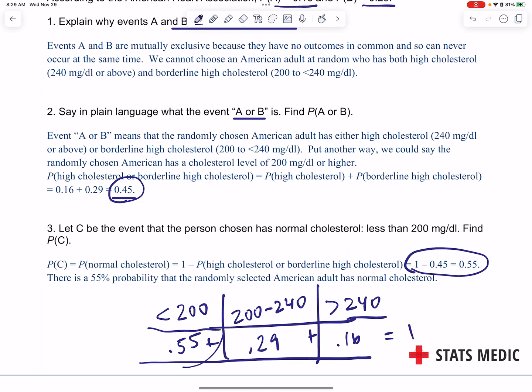So this would be the complement of this, that less than 200 is the complement of 200 or more.